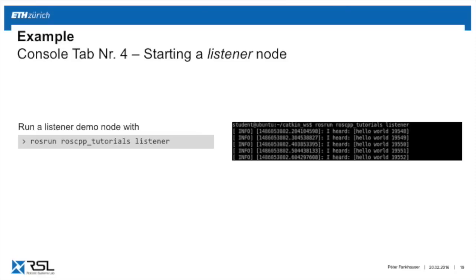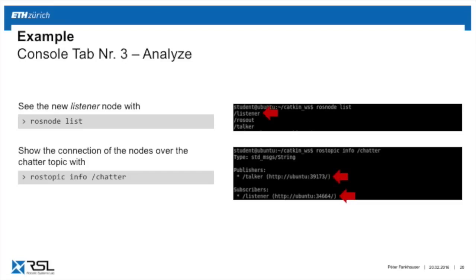And then you should see now, once you start this node, that it spits out, I heard, so it's subscribed to this message, and spits out the contents of it. So it says, I heard, hello world, some number. Now to see that these two nodes are working together, you can leave them running and go back to your console number 3, where you analyze things. And then you can, again, run the same command as before, rosnode list. Before we only had the talker. Now you'll also see that you started the listener and you have these two nodes running.